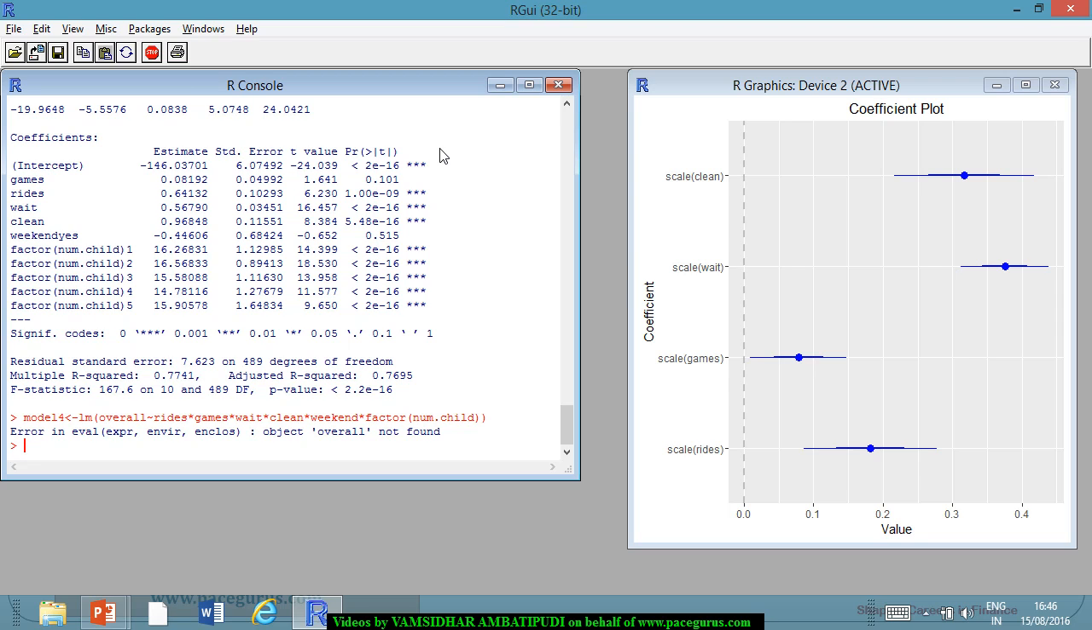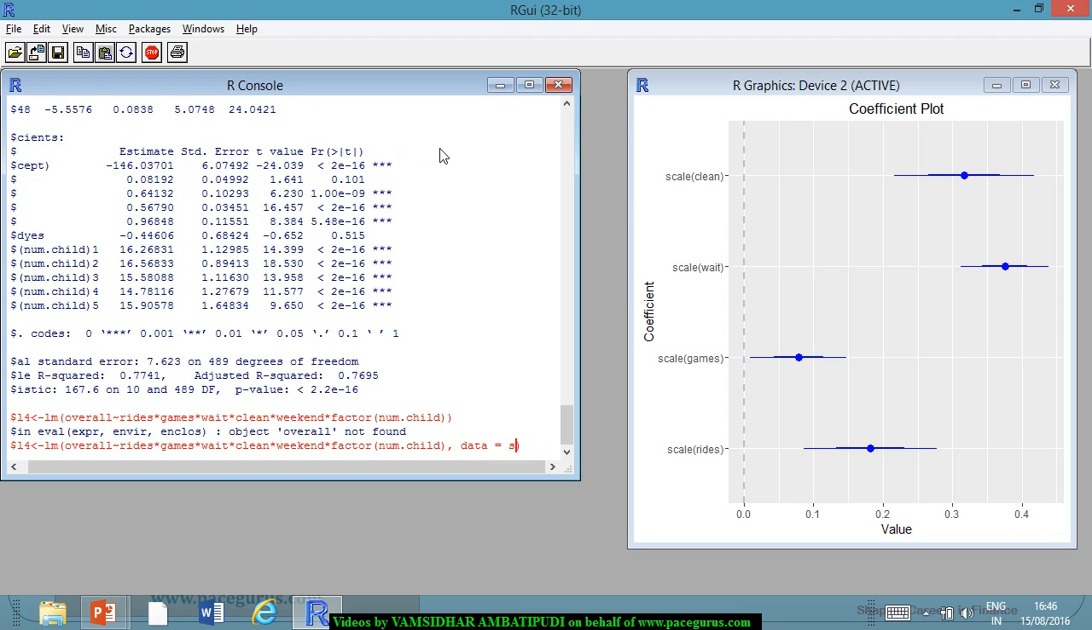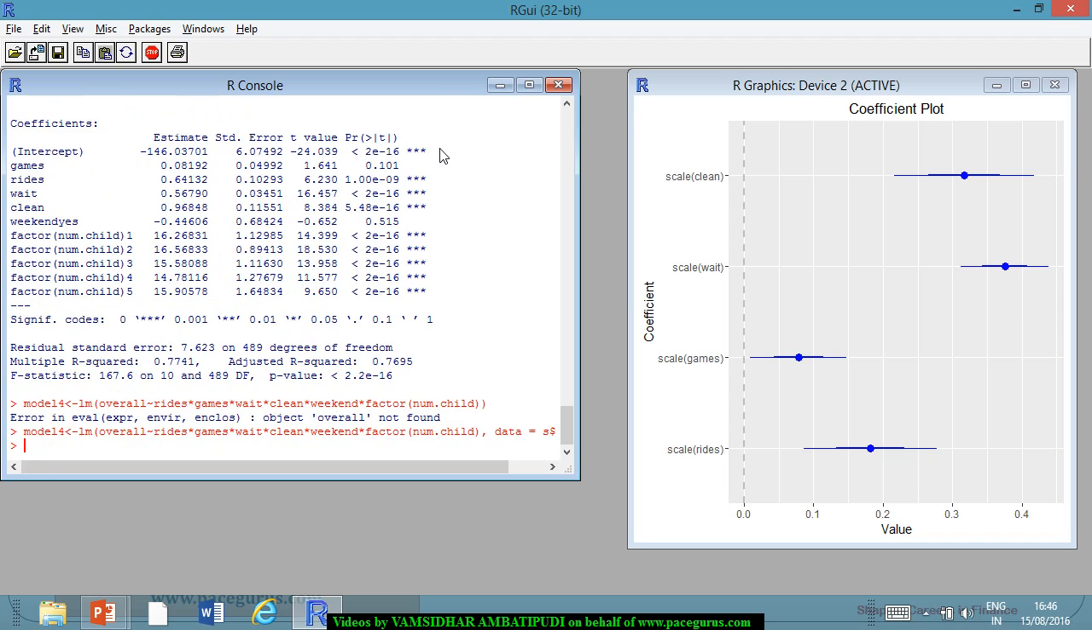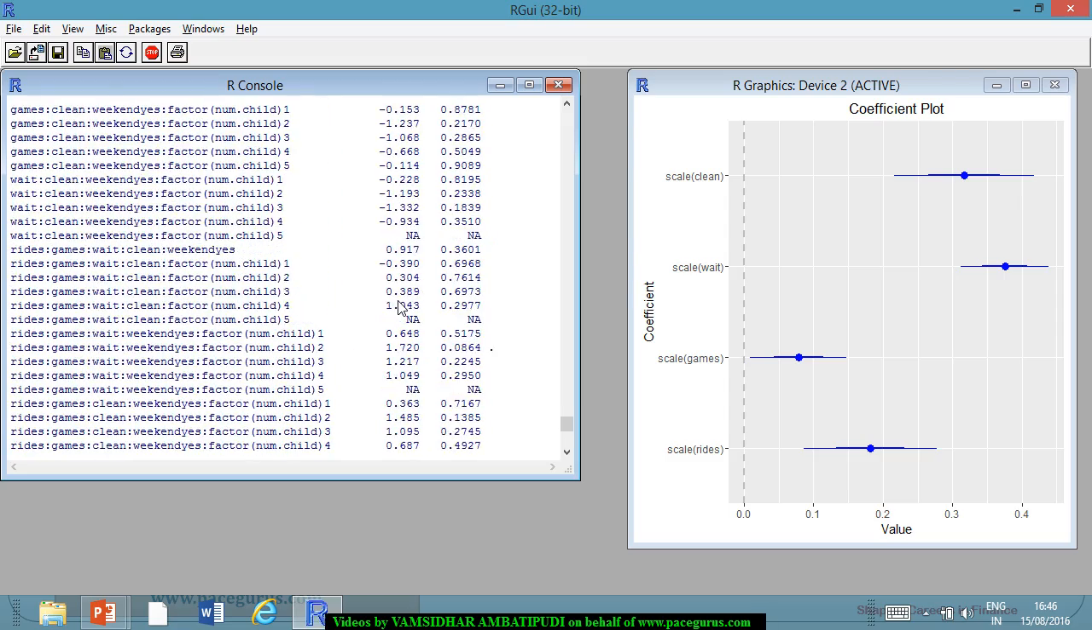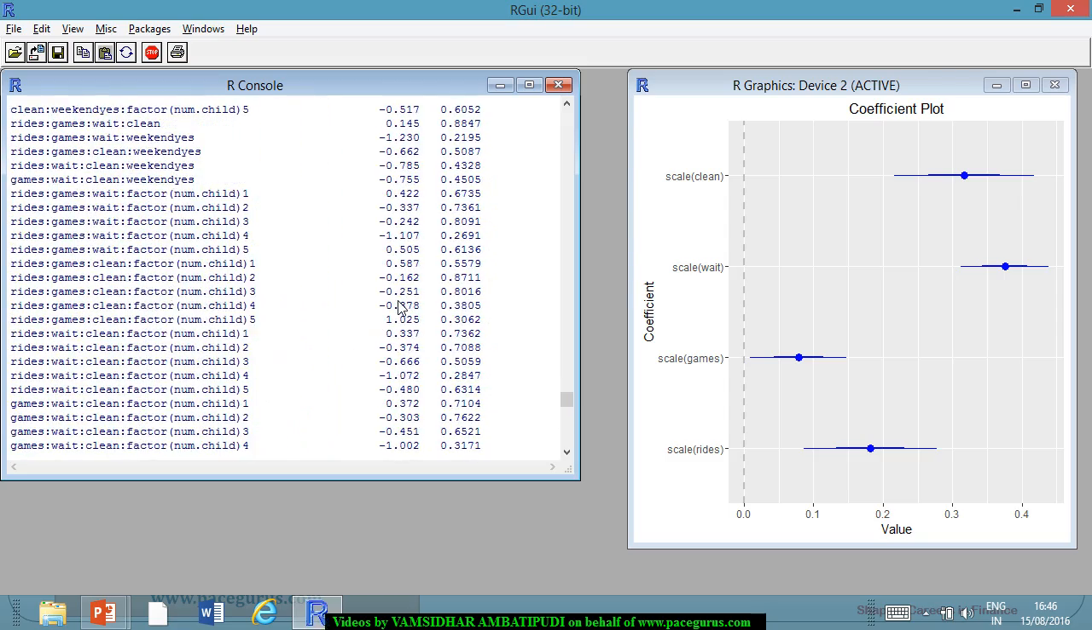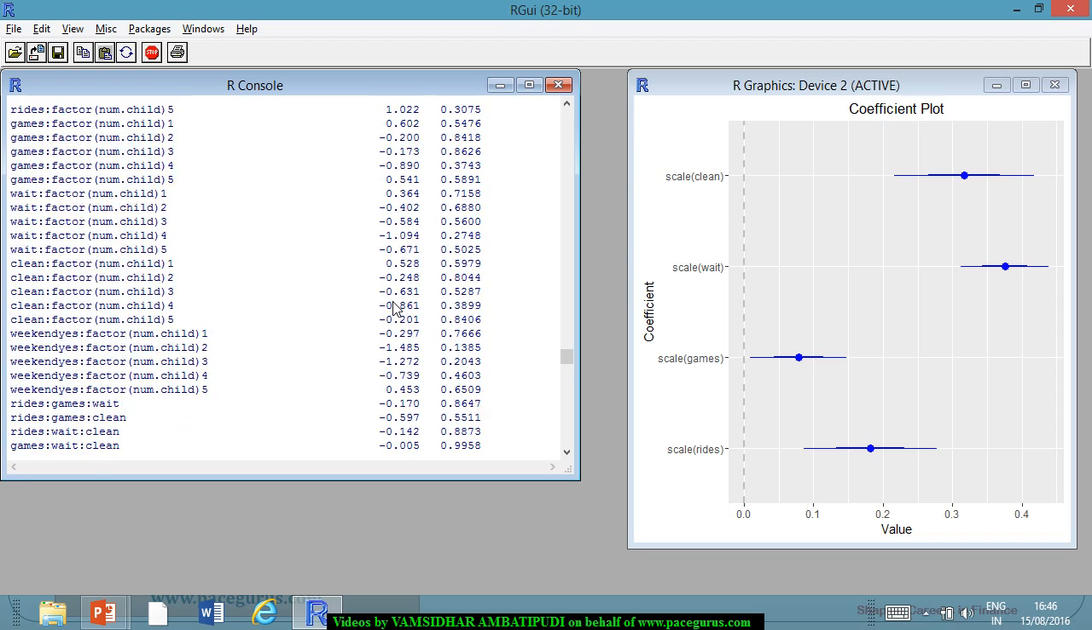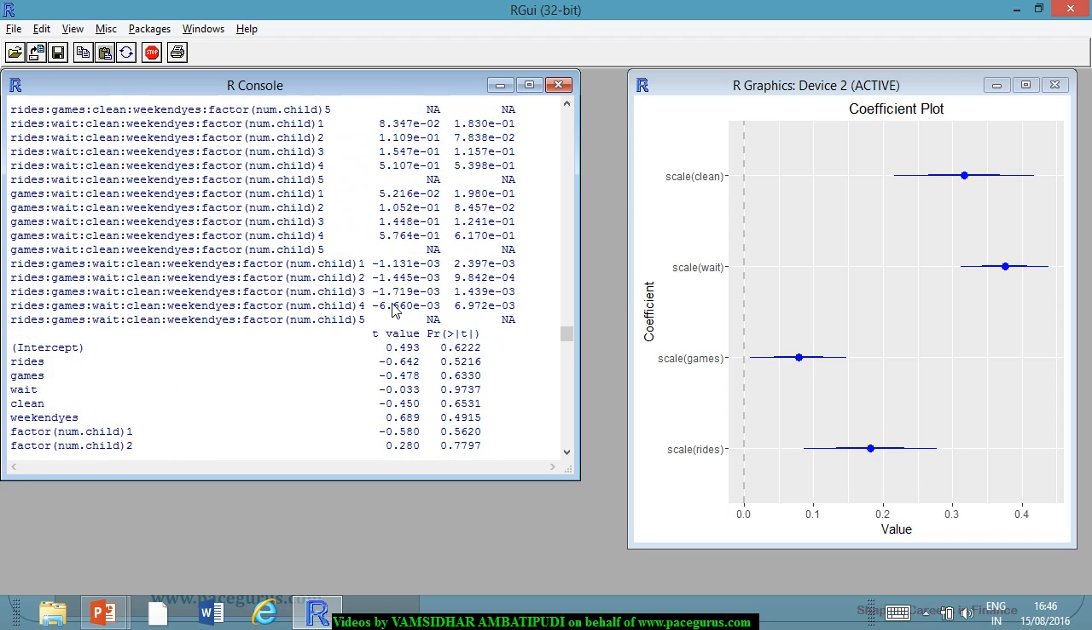Okay, I have to get the data name, right? So let me get data equal to survey. Okay, so this is what has come out. So let me take a look at what has come out for model 4. Because of the stars, I get so many variables coming out. All these variables are being brought in.